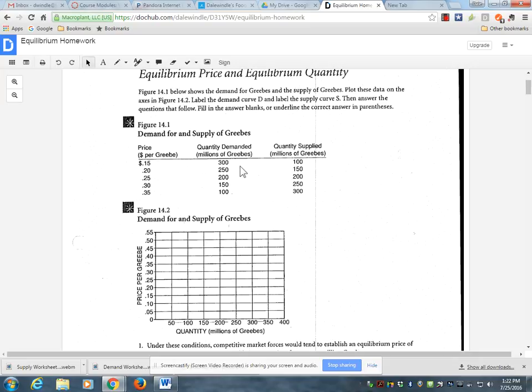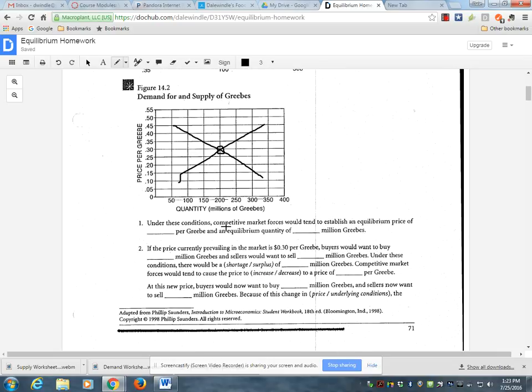So at various prices you have quantities demanded and quantities supplied. And it wants you to graph it carefully where it's supposed to be. Where the two curves cross, of course, is equilibrium. It's going to say under these conditions, competitive market forces, that's code for equilibrium, would tend to establish a price and quantity.